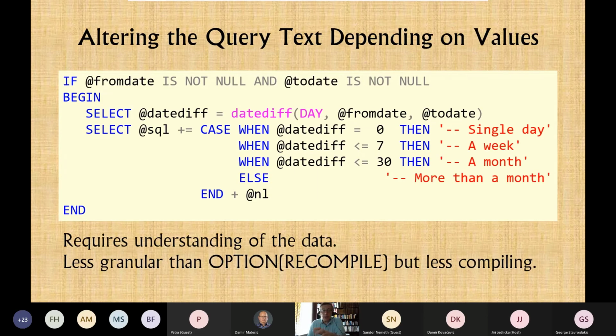Well, here is one thing that seems kind of silly at first. We're going to look at the length of the date interval, and depending on the length, we're going to add comments. If it's just one single day, we say, well, single day. But what's the point with this? It will be the same query. The point is we're going to change the query text. So it will be different hashes and different cache entries and maybe different plans. Now, this requires that you understand your data. You have to understand where the limits are, where you should get different plans. And it's less granular. Maybe in some cases you will not get the very best plan, but at least you get a lot less compiling.